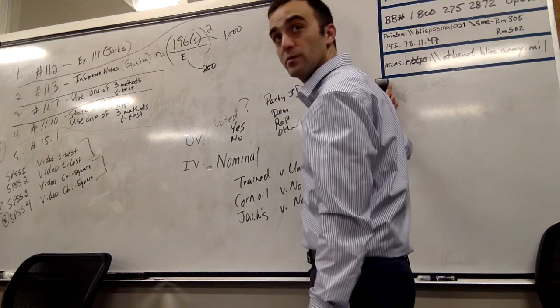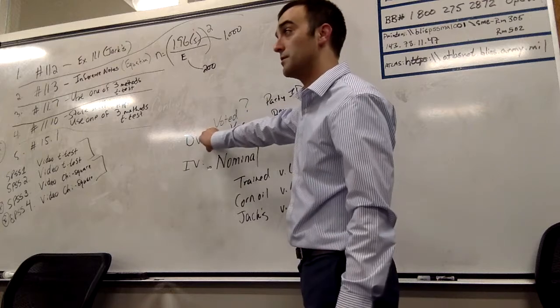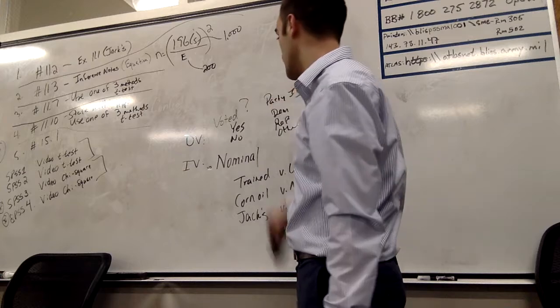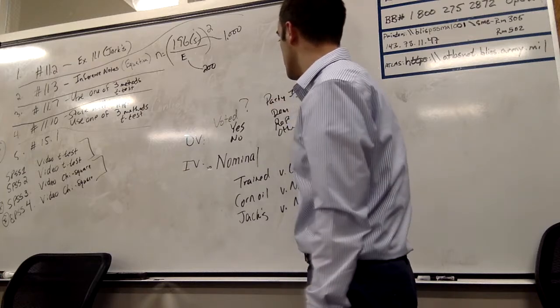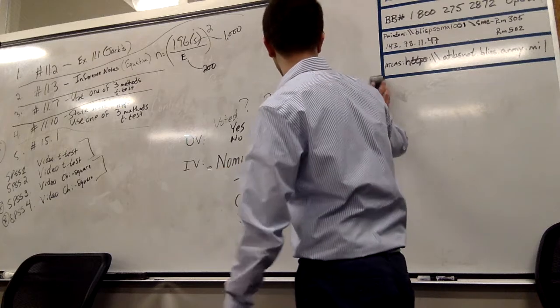Questions about when to use? The determinant is your dependent variable. If it's interval, you can use a t-test. If it's nominal, you're going to need to do a chi-square. The other stipulation with chi-square is that the independent variable is also nominal.